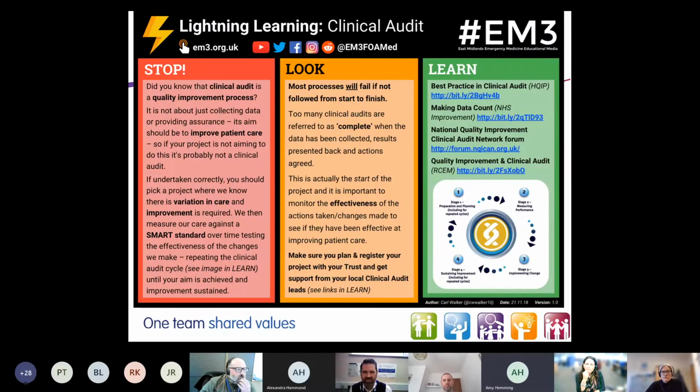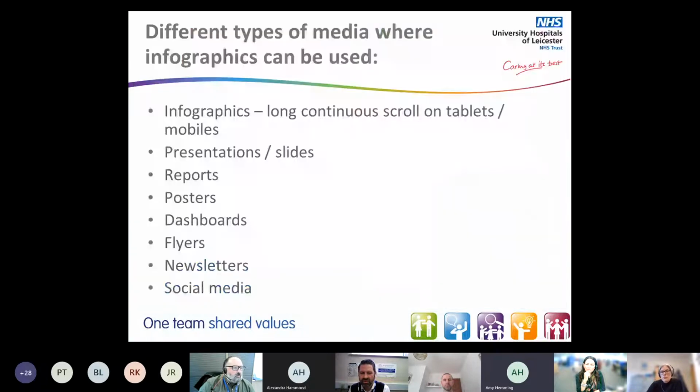And again, this is what we did as part of Clinical Audit Awareness Week with our East Midlands training department for emergency medicine. And they used this sort of infographic to try and make, it's called Lightning Learning. They have this concept for all learning subjects across emergency medicine, and we did one for clinical audit, which went down very well.